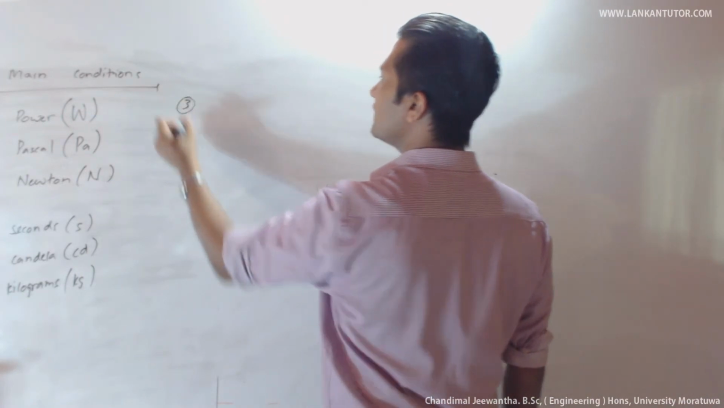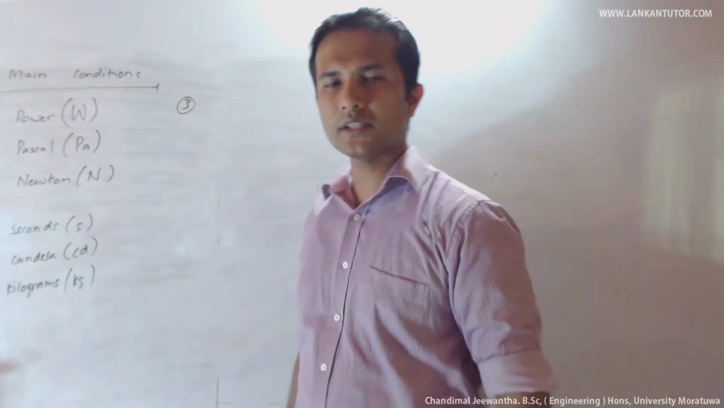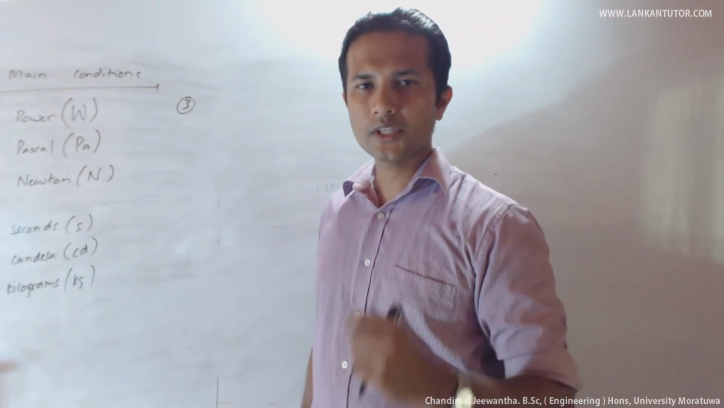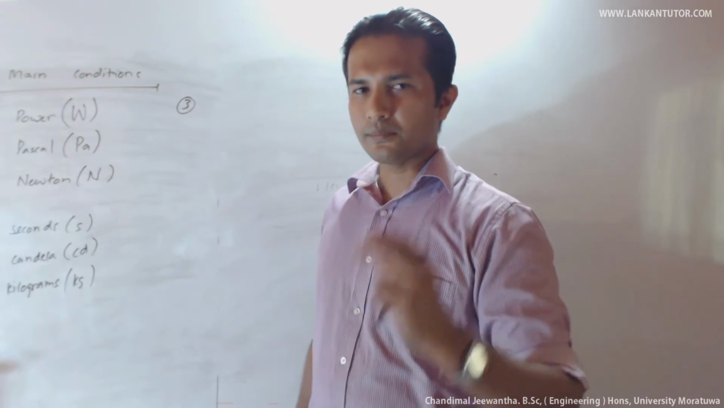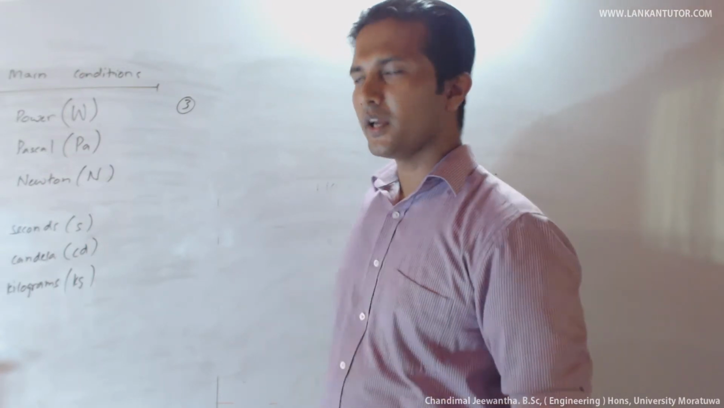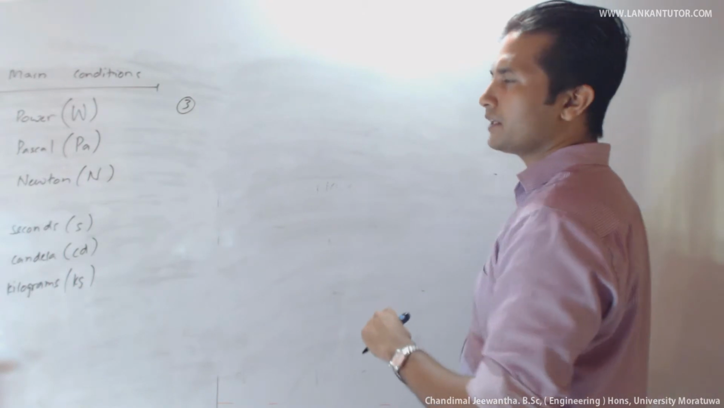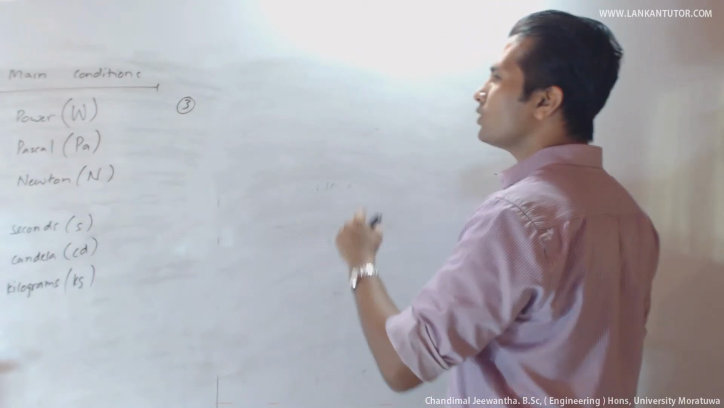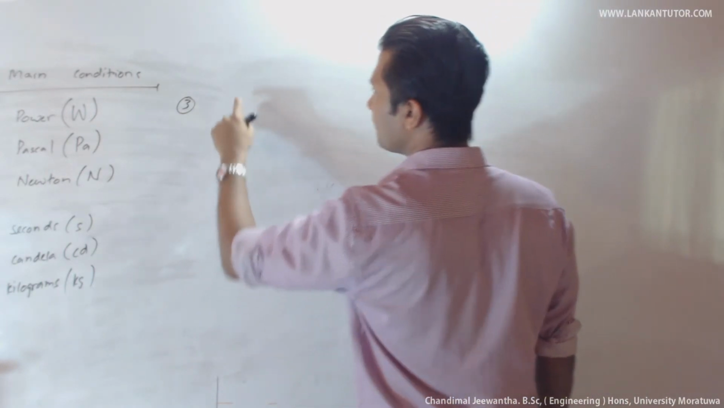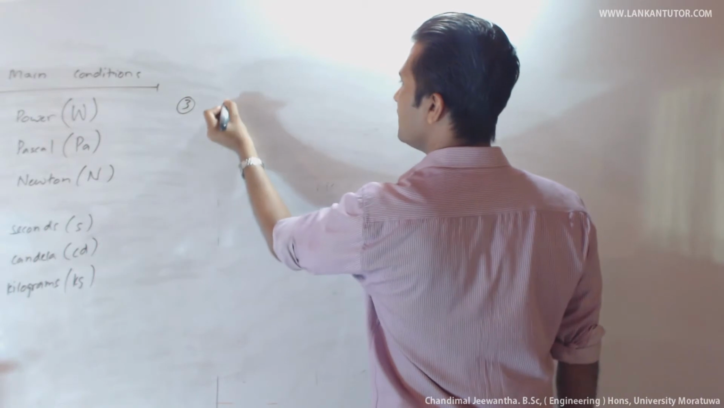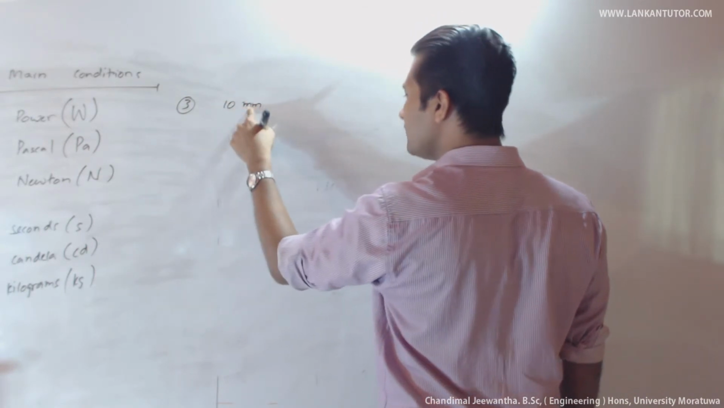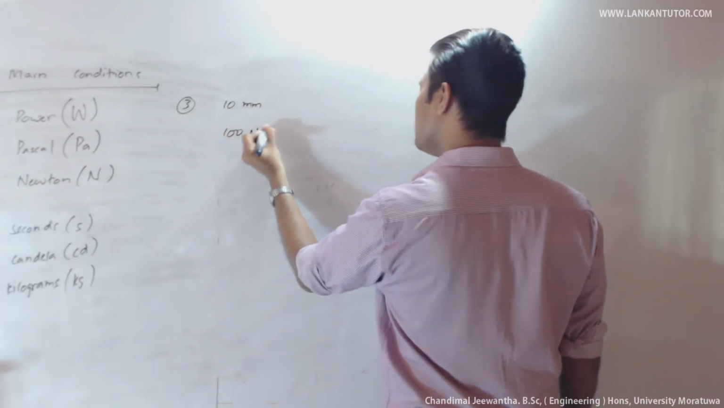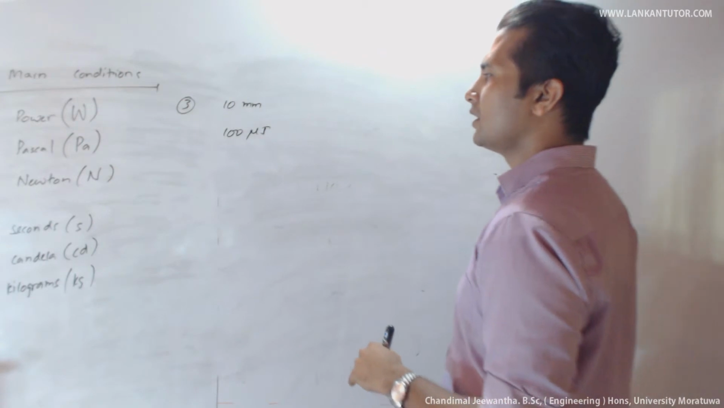Let's move on to the third condition. What is the third condition? The third condition is when you are using the prefix, it should be at the front, which means it should be before the unit without putting any gap. For example, 10 millimeter, milli is the prefix. Then 100 microjoule, micro is the prefix.